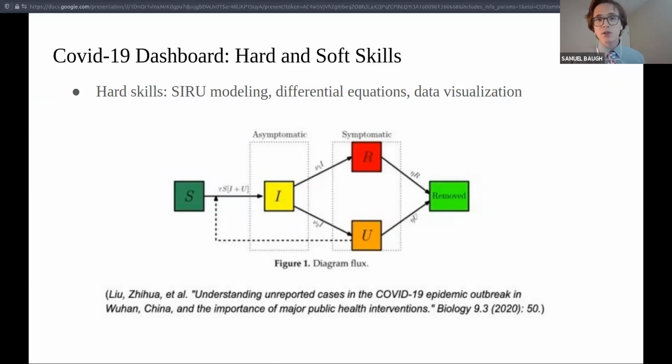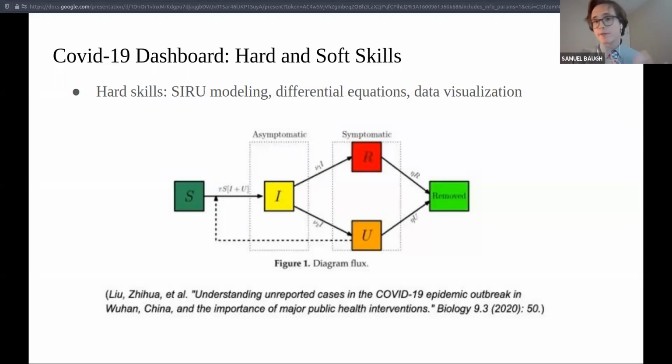So the hard skills were that they had to learn about SIRU modeling. What that stands for is susceptible, infected, removed, and unreported. That's the disease modeling they had to learn about. We taught a little bit about that, but they went even further, consulting the literature and learning about more technical aspects of this model.